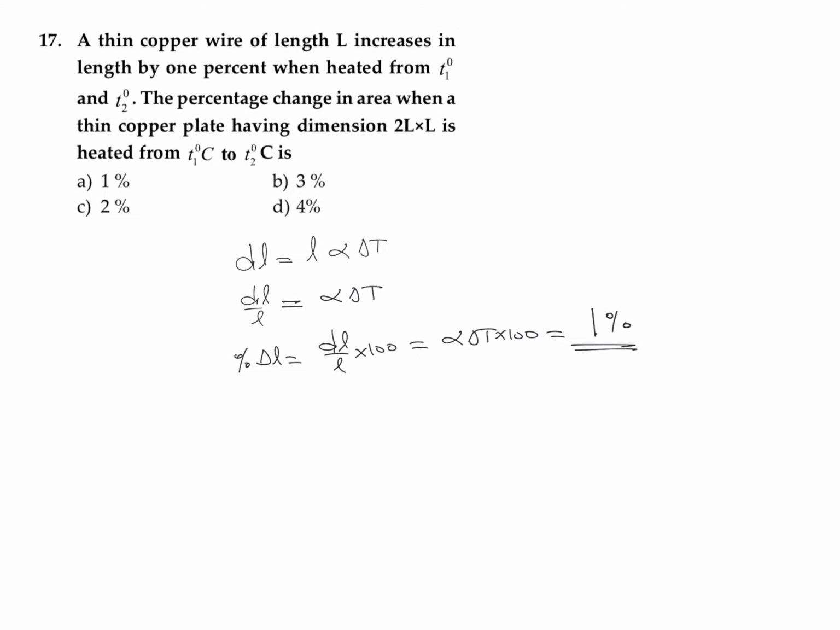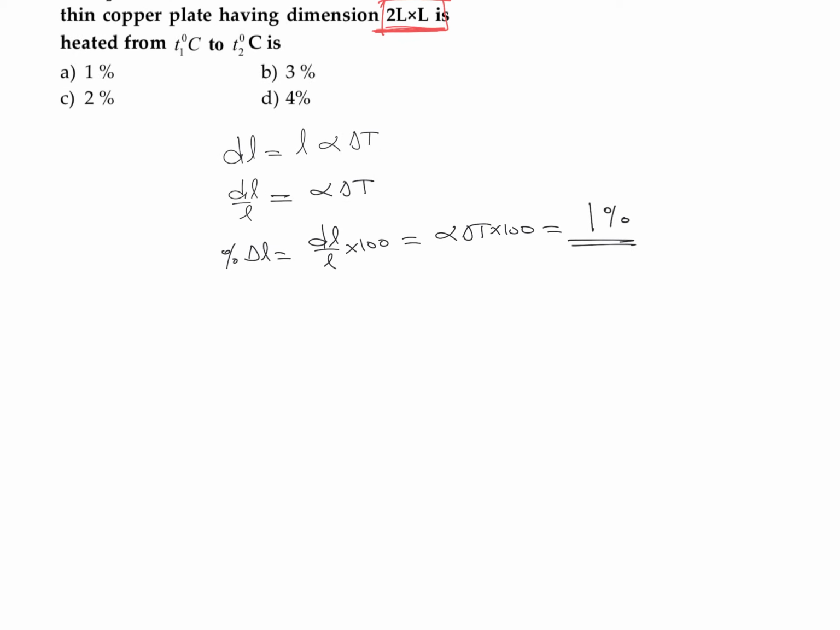Now the next part of the question gives the percentage change in area when a copper plate having dimensions 2L into L is heated from T1 degree Celsius to T2 degree Celsius. No need to worry about the dimensions. Whatever the dimensions, whether 2L into L, 2L into 3L, or 2L into 2L, the percentage change in area is going to be the same. Let's see why.